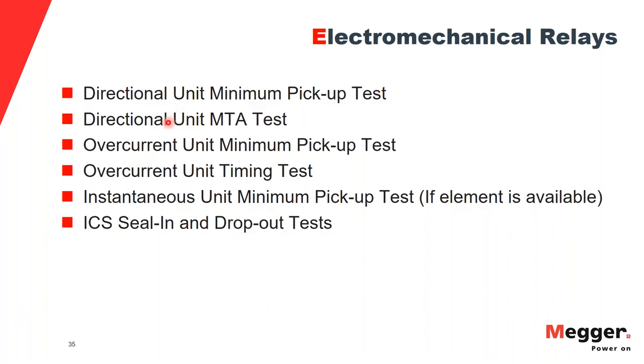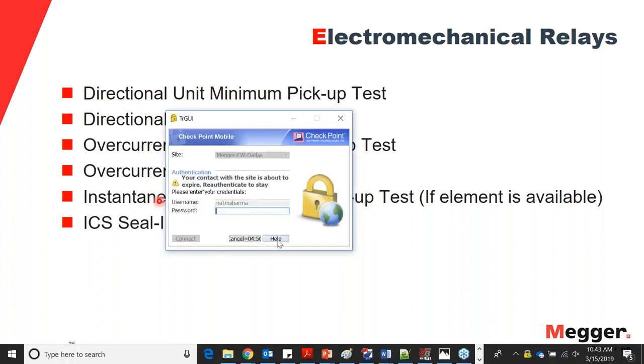Also, in the directional unit, an MTA test can be done to see whether the induction cup contact operates for forward or operates for reverse. So you can check that from the maximum torque angle test. Overcurrent is the straightforward minimum pickup test. The overcurrent unit timing test is basically making sure that the relay trips for the time curve that it is set for. And then you have the instantaneous unit.